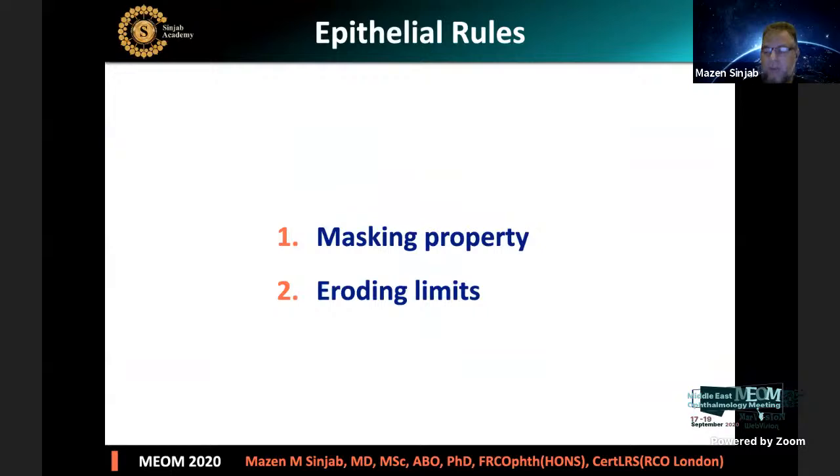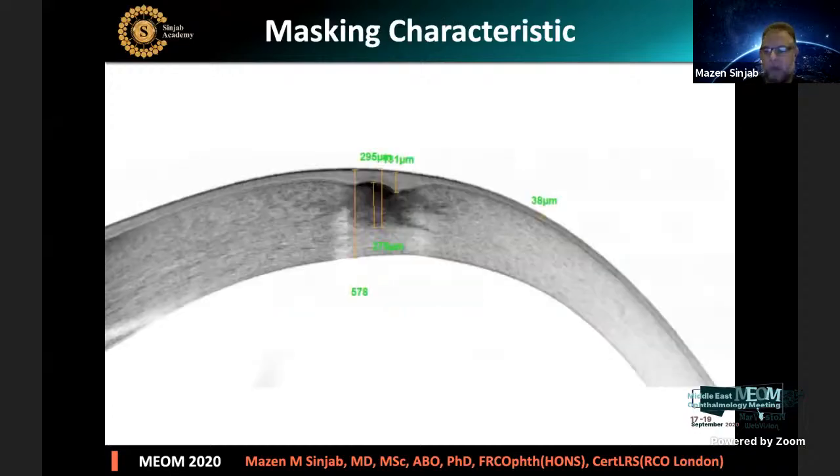Second, we come to the epithelium studying because the epithelium has two roles, the masking property and the eroding limits. These should be put in mind when we check the epithelium.